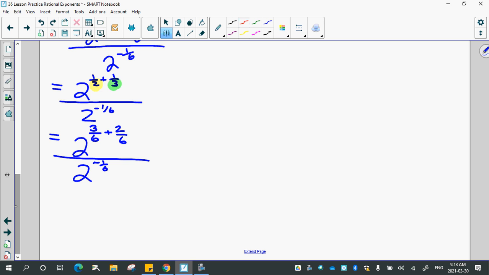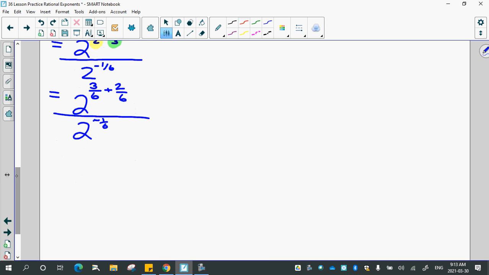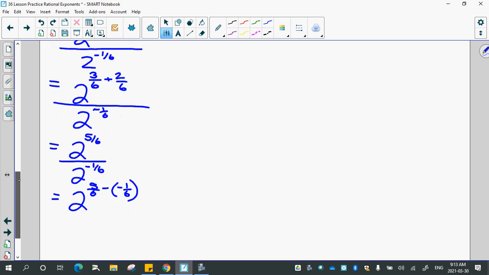So that's going to give me 2 to the 5/6 divided by 2 to the negative 1/6. Which means I would now be dividing powers with the same base. And the rule for that is to keep the base and subtract the exponents. Good. So it would be 2 to the 5/6 subtract negative 1/6. I've already got a common denominator, which is good. What happens when you subtract a negative?